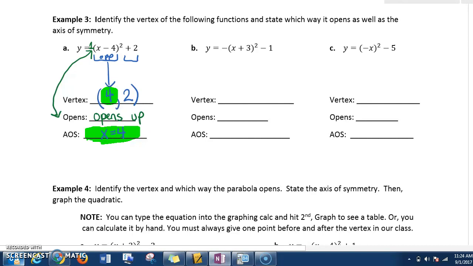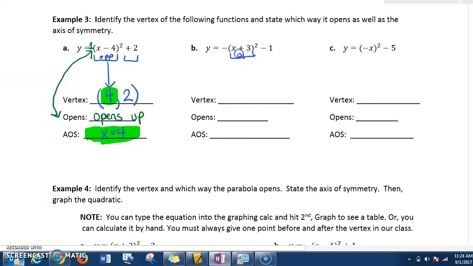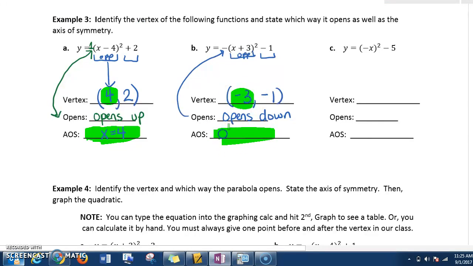All right, let's go on to the next one. The vertex, once again, is going to be the opposite of x and the same as y, so it's going to be -3, -1. Opposite of positive 3 is -3, same, drops down. We are going to look at the front of the parentheses to see what's happening. It's a negative. Negative means it opens down. The whole thing has been pointing down. And then for the axis of symmetry, we're going to grab that once again from the vertex. Those are related. So it's going to just be x equals -3.